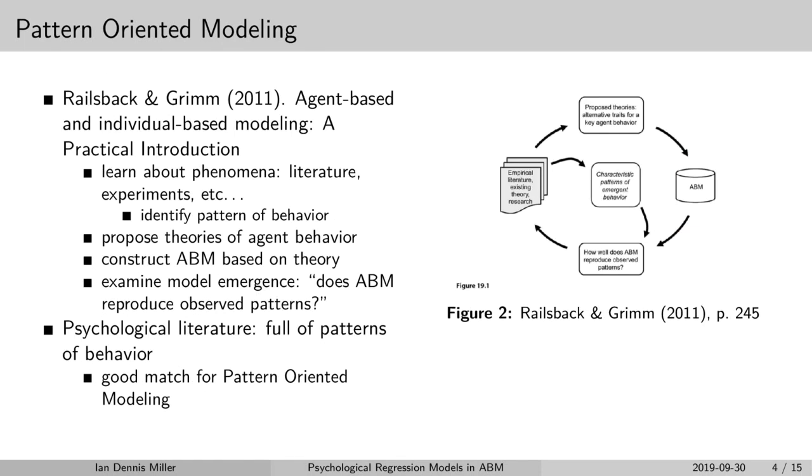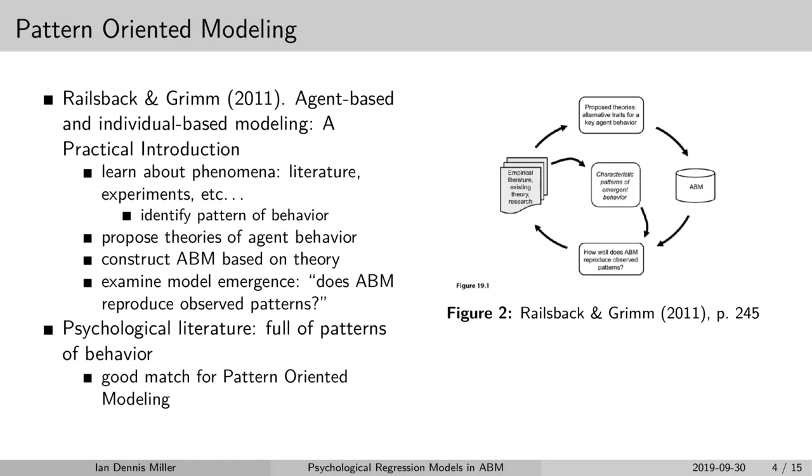The modeling framework I propose that this fits into comes from Railsback and Grimm's 2011 textbook on agent-based modeling. One of their approaches is called pattern-oriented modeling. Their general algorithm is depicted in this image that I reproduced from their textbook, but I'm going to quickly review the steps right now. It begins when we learn about some phenomenon somehow, maybe from the literature or maybe from experiments, but ultimately this enables us to identify a pattern of behavior that we want to examine.